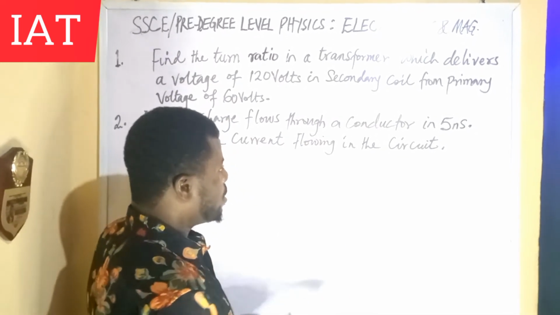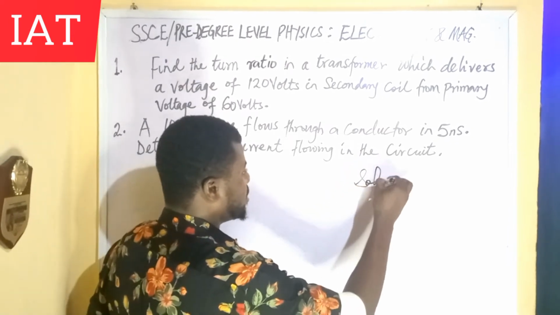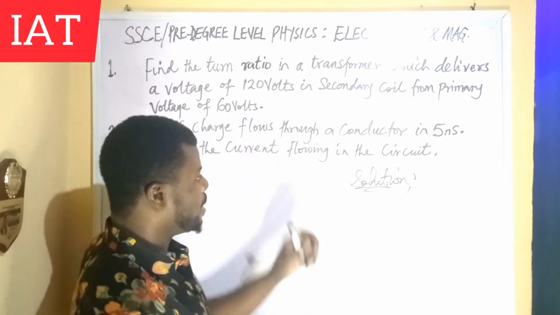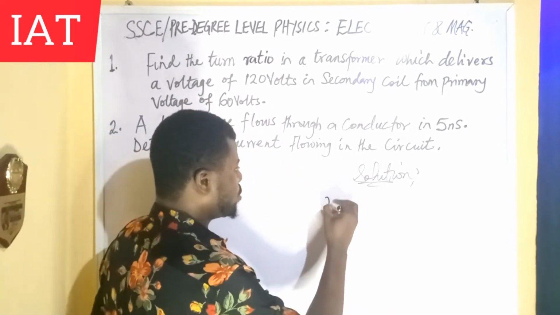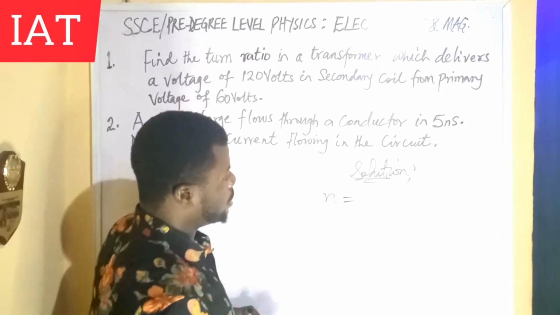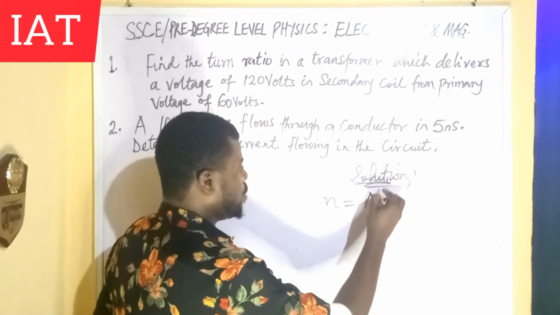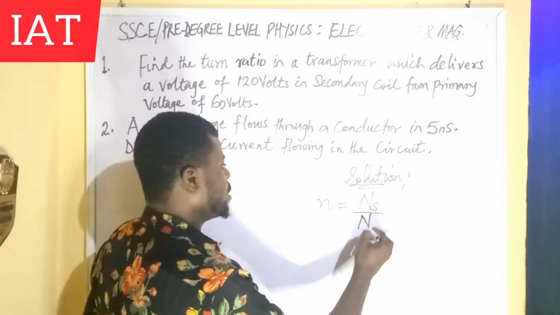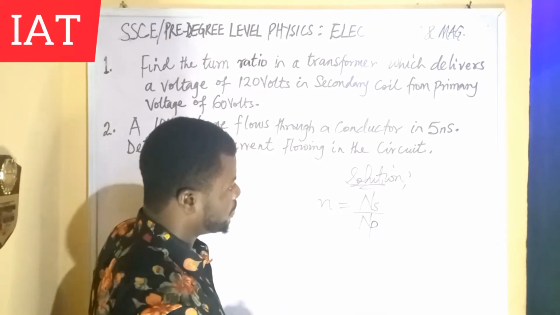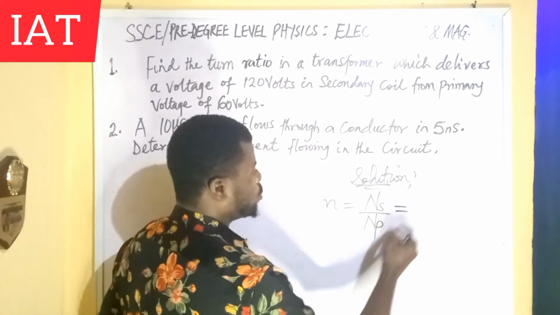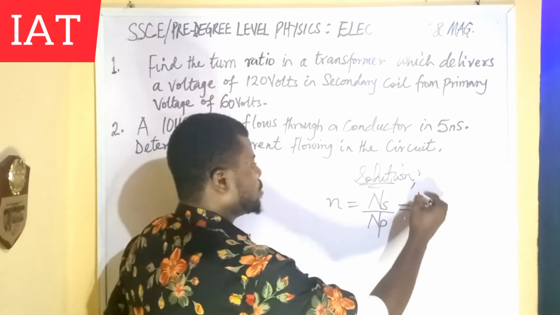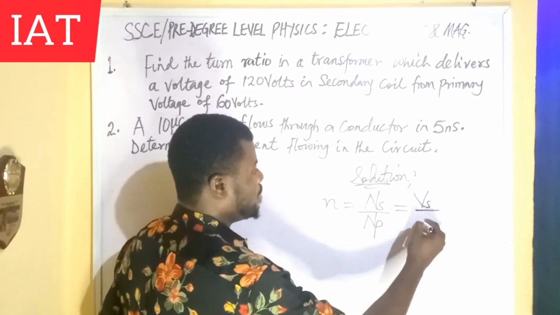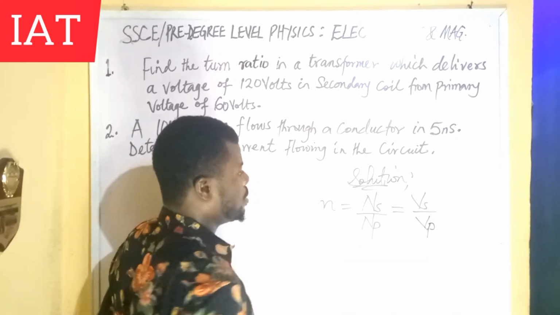All right. The solution to this problem is this. In an ideal transformer, the turn ratio, the number of turns in the secondary divided by the number of turns in the primary, is equal to the secondary voltage divided by the primary voltage.